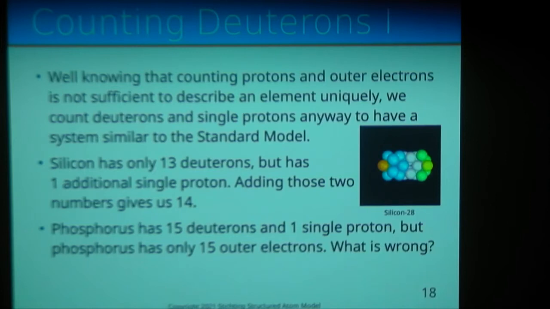To get at least some understanding of the order of elements, we first try to count deuterons and single protons. This is closest to the proton count of the standard model, and this number should be equal to the number of outer electrons. Silicon is the first element with an additional carbon structure. Therefore, we see 13 deuterons and one single proton, offset by 14 outer electrons. The next element, phosphorus, however, already causes a problem. We count 15 deuterons and a single proton, offset by 16 outer electrons, which is one too many.